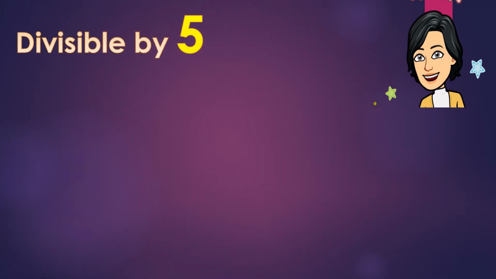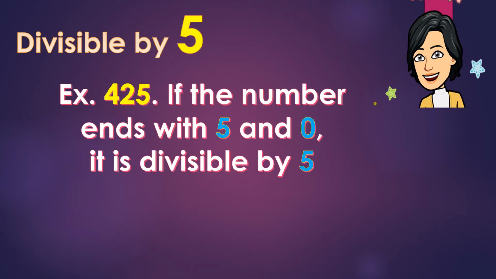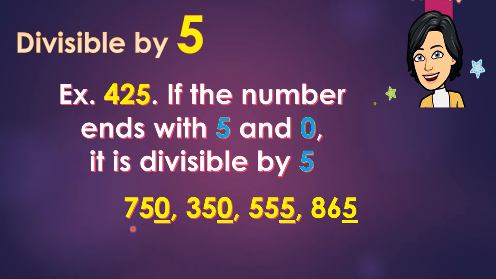Next is divisible by 5. How do we know if a number is divisible by 5? Example is 425. This is divisible by 5. Why? Because the last digit ends with 5 or 0. Therefore, this number is divisible by 5. One example, 750. What is the last digit? That is 0. If the number ends with 0, that is divisible by 5.